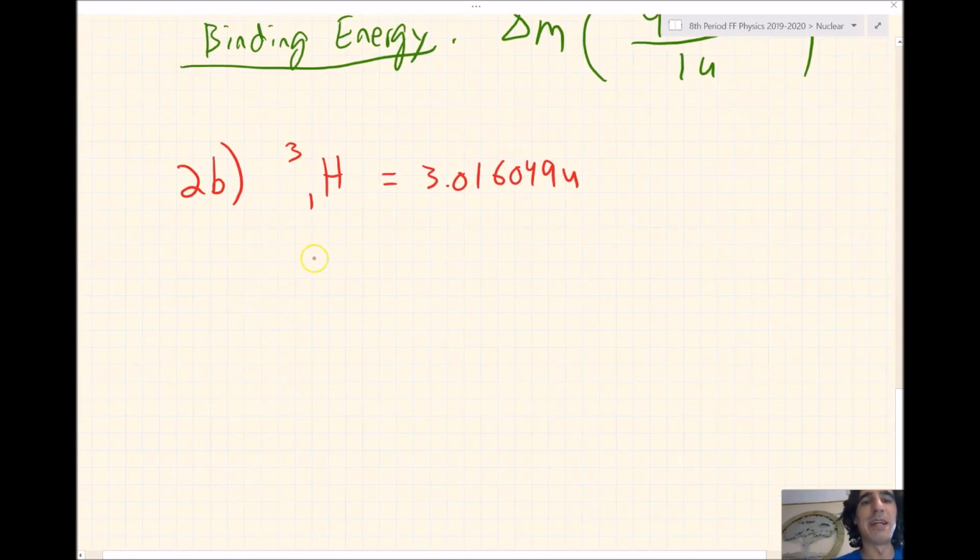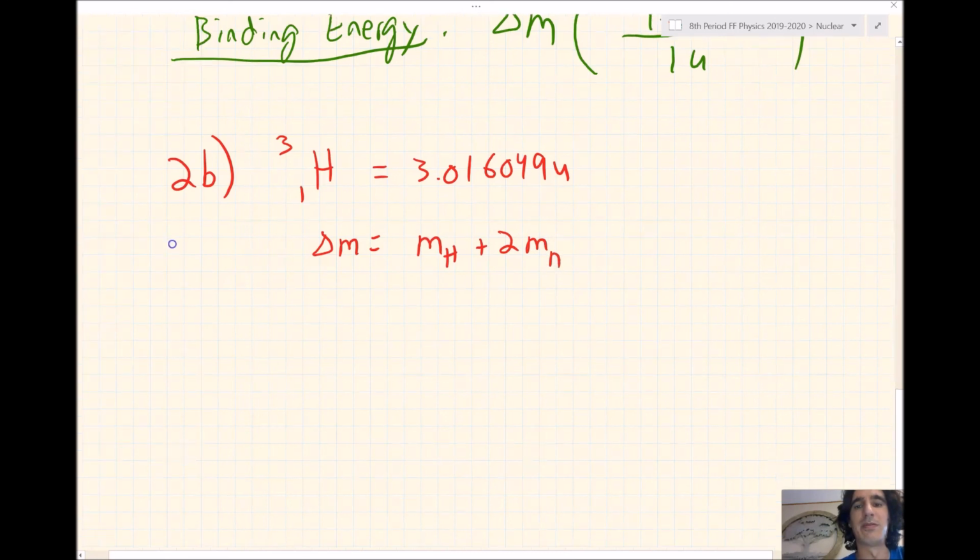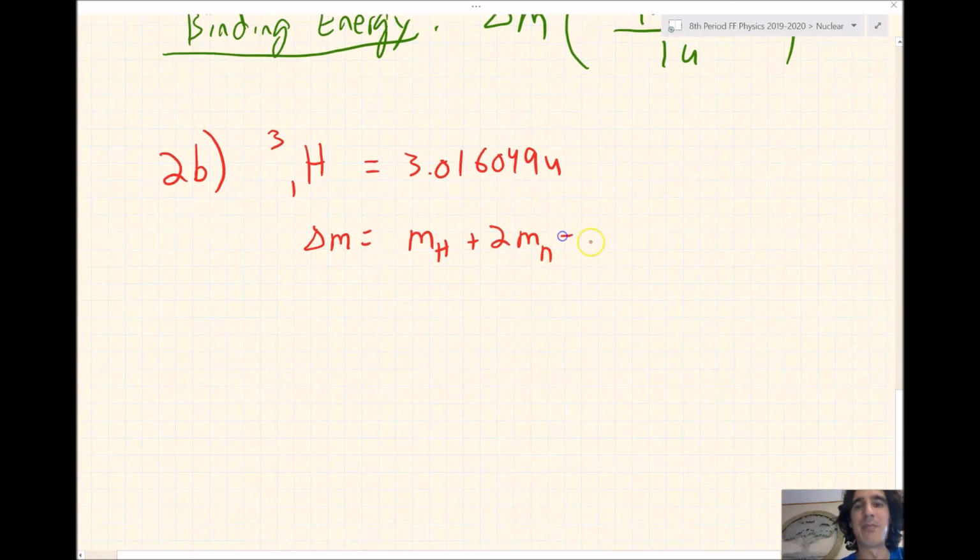So to find the binding energy, let's find the mass defect first. That's going to equal the mass of the hydrogen atom plus, in this case, we have 2 neutrons, so 2 times the mass of the neutron, minus the mass of the element, which we'll call H 3 1.